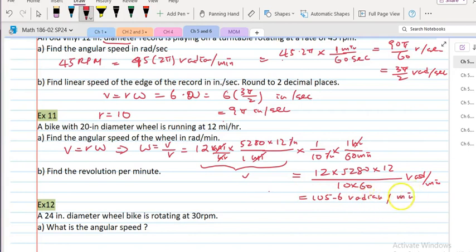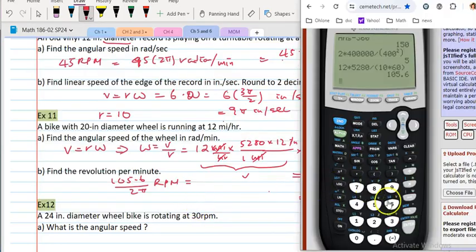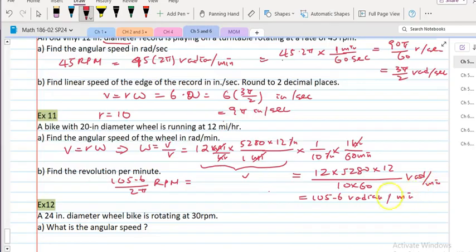So what is RPM then? 105.6 divided by 2 pi, because one revolution is 2 pi, would be RPM. So 105.6 divided by 2 times pi is 99.3 RPM. So the wheel in 1 minute has turned 99 times, running at 12 miles per hour.